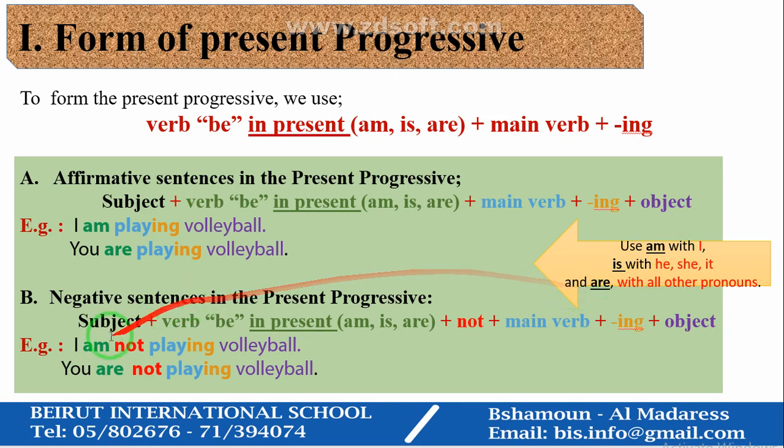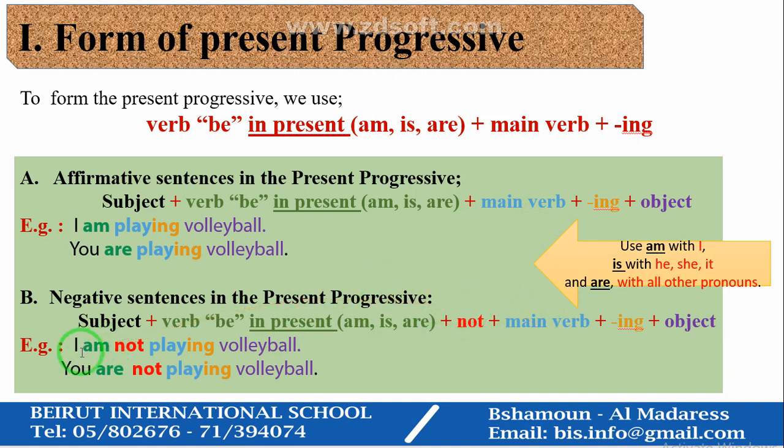To form a negative sentence in the present progressive, you need the subject, same as above, then verb be in present, which is am, is, are, then not, and then the main verb plus ing and the object. So what's different between affirmative and negative is that in the negative we only add not after verb be and before the main verb. So between the verb be and main verb we add not.